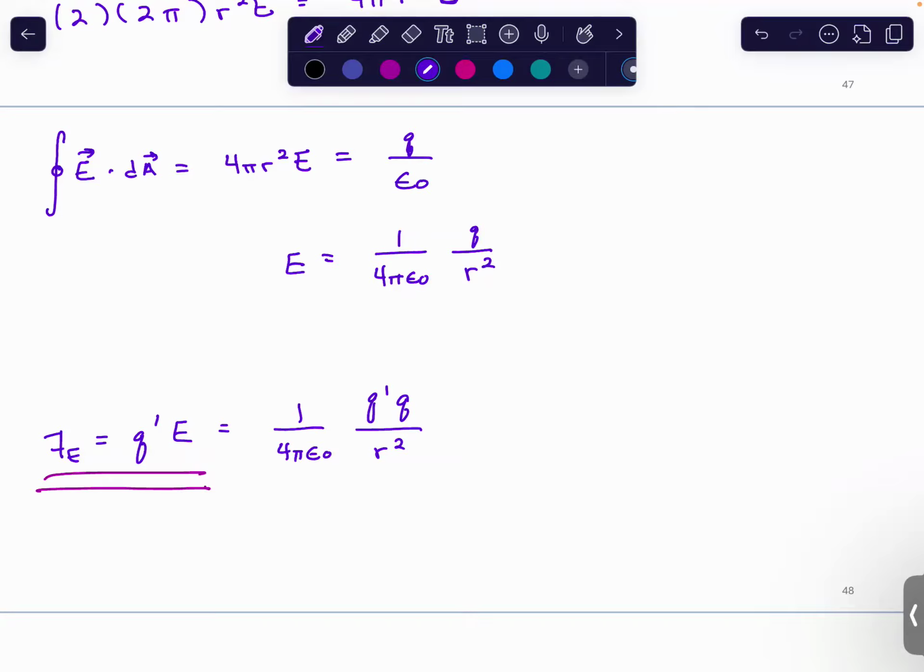Yeah, so that K equals 1 over 4 pi epsilon 0. That is Coulomb's constant. Well, so you like Q prime and Q, that's just two different charges. You could call it Q1 and Q2.